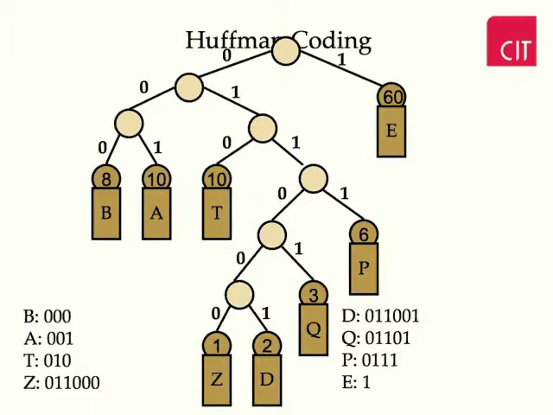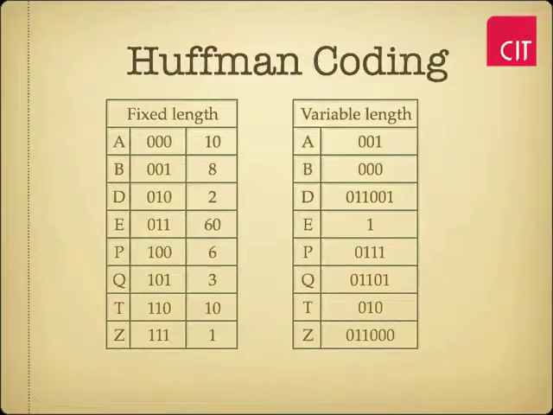So now we can use these variable length codes instead of the fixed length codes. So instead of using 3 bits for E, we just use 1 bit. So every time we have an E, we save 2 bits. But of course, by using the variable length code that has 6 bits for Z, it's costing us an extra 3 bits every time we use a Z.